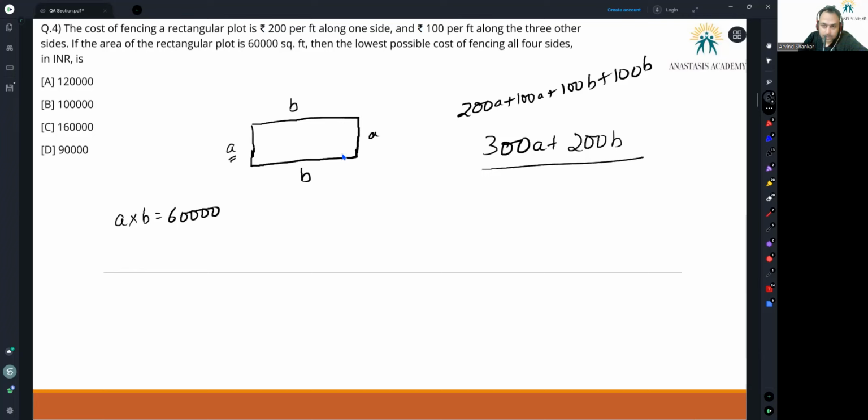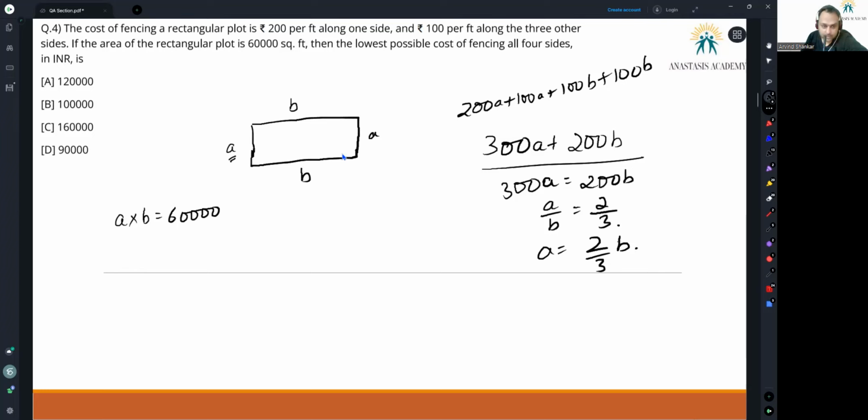Now see, this is the sum present. This is the product present. For a given product, if I have to minimize the sum, both the terms should be identical. Or what I want is 300A should be equivalent to 200B, or A by B should be equivalent to 2 by 3, or A is equal to 2 by 3B.